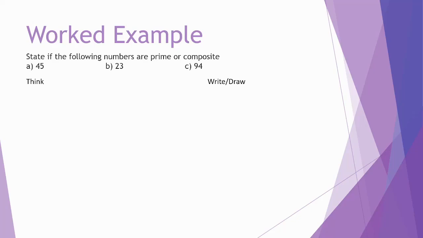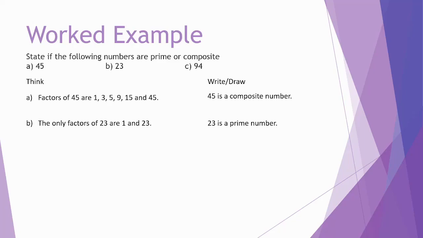So for the 45, I find all the factors of 45, and I can see that the factors of 45 are 1, 3, 5, 9, 15, and 45. So I know that there are more than 2 factors of 45, so 45 is a composite number. For 23, I do the same thing. I try to find all the factors, but this time I only find that there are 2 factors, 1 and 23. There are no other numbers that go into 23. So 23 is a prime number.